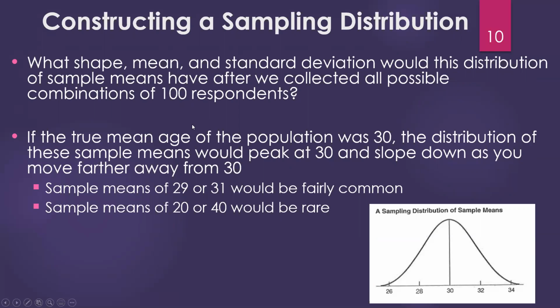What we know about sampling distributions is that if the true mean age of the entire population was 30, the distribution of all of these sample means would peak at 30 and create a normal curve. So let's say we take one EPSEM sample and the mean is 26. We could take a bunch of other EPSEM samples and there's going to be more of them at 28, but the most of them are going to be around 30.